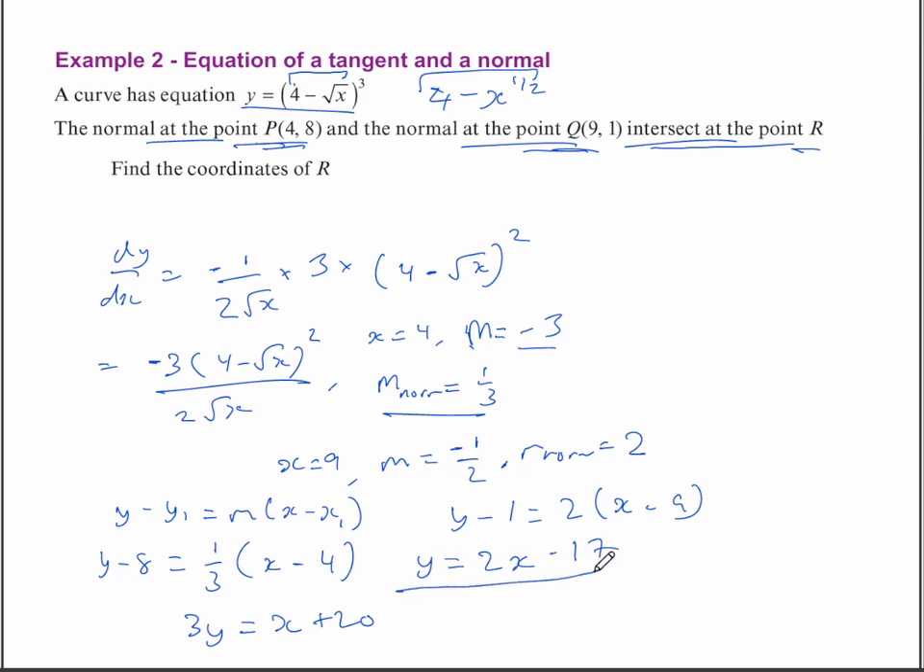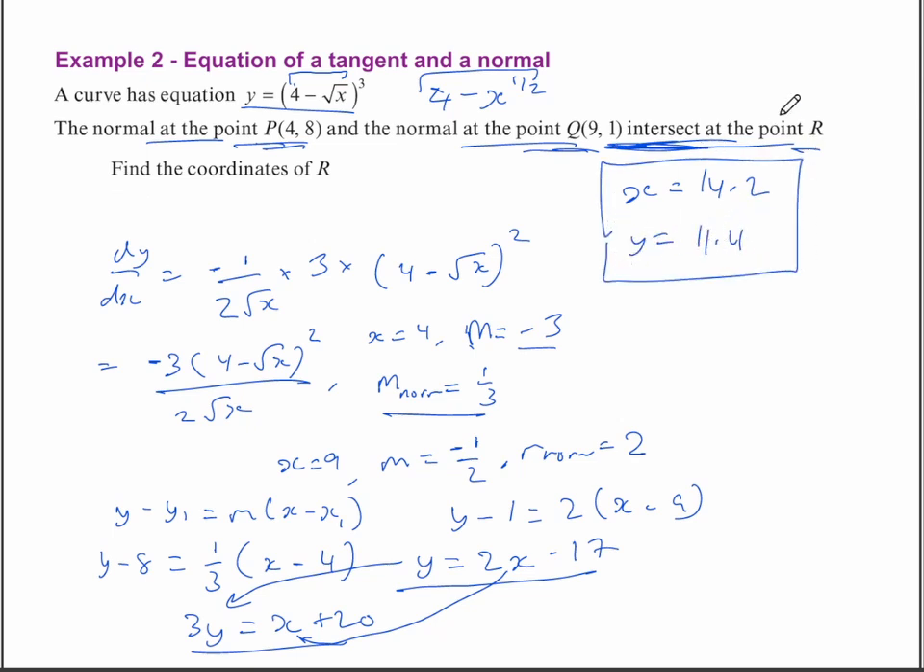Now we have the equation of both the normals, and what's happening is that they have intersected at the point R. Therefore, the y values are the same and the x values are the same. So what we will do here is solve simultaneous equations. And when you solve this simultaneously, you get that x is equal to 14.2 and y is equal to 11.4. And so these are going to be the coordinates of point R. So R will be (14.2, 11.4).